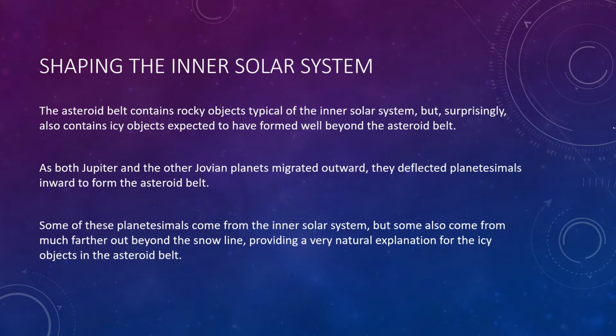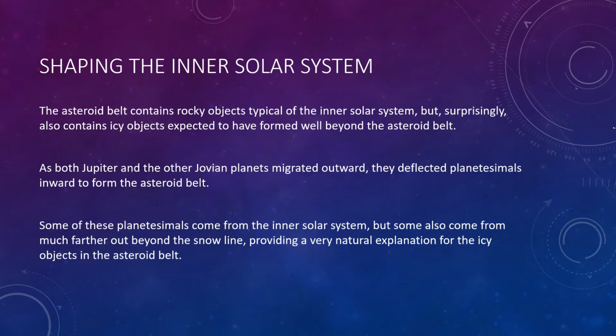The asteroid belt contains rocky objects typical of the inner solar system, but surprisingly, it does also contain icy objects expected to have formed beyond the asteroid belt. In the Grand Tack model, as both Jupiter and the other Jovian planets migrate outward, they deflect planetesimals inward to form the asteroid belt. So this kind of has to do with some of Newton's laws, where you have an equal and opposite reaction. So we have the bigger Jovian worlds moving outward in their migration, so they're kicking things inward. Some of these planetesimals come from the inner solar system, but some also come from much farther out beyond the snow line, providing a very natural explanation for the icy objects that are found within the asteroid belt.